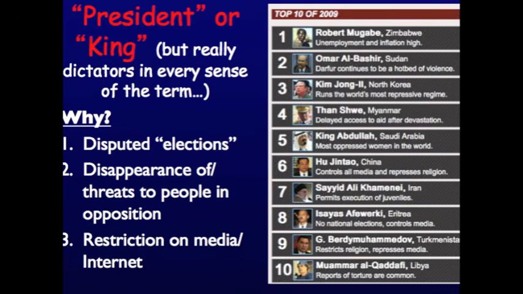To the right is a list of leaders in the world who call themselves presidents or kings, but in all actuality, they are dictators. Number 1 is Robert Mugabe of Zimbabwe. Take a look at the list. Do you know any of these leaders, or have you heard of any of them?